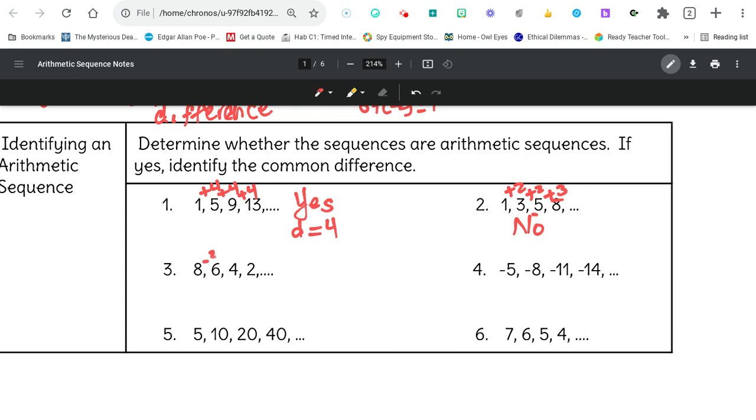Here, 8 minus 2 is 6. 6 minus 2 is 4. 4 minus 2 is 2. Yes, this is arithmetic. And D is negative 2. You can look at it as adding negative 2.